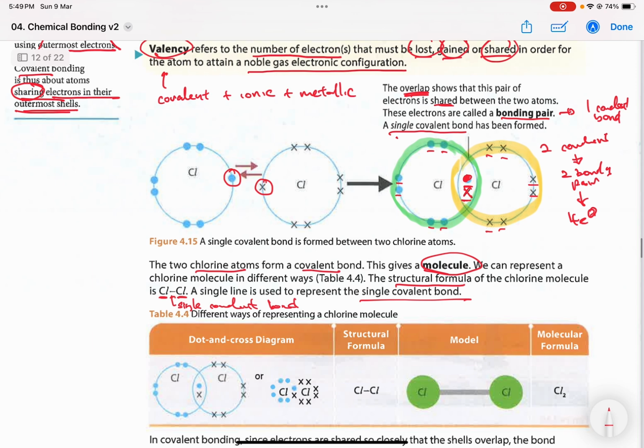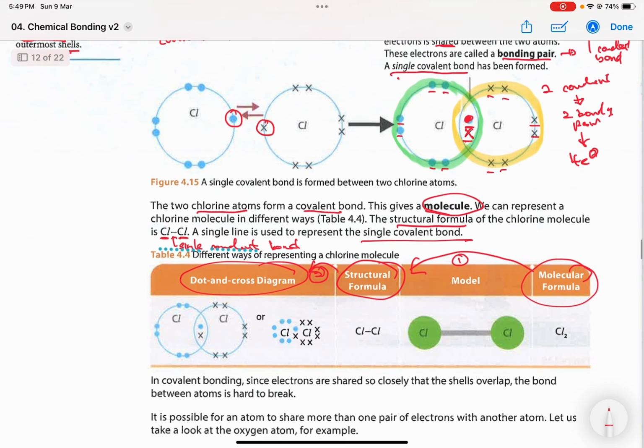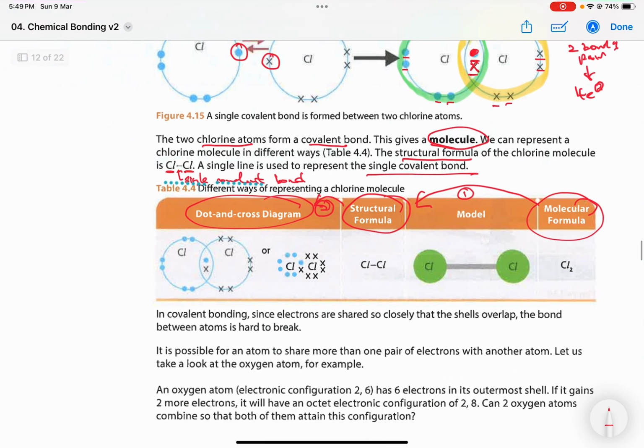To draw the dot and cross diagram for the covalent bond, just take note, you will need to know the molecular formula, structural formula, and the dot and cross diagram. This is how I'll normally do it. From the molecular formula, I'll draw the structural formula. From the structural formula, I'll go on to draw the dot and cross. So this is the approach in drawing it. I'll share a little bit more later. Now let's go on to understand this covalent bond first.